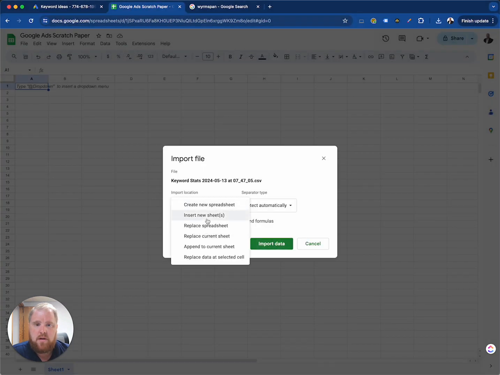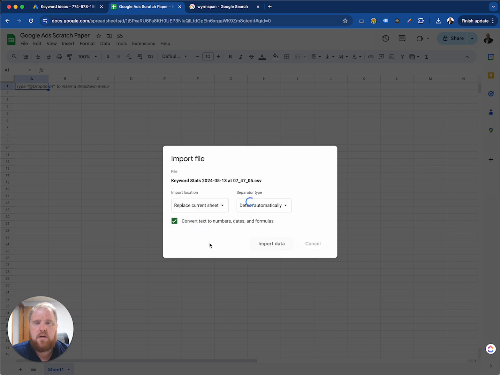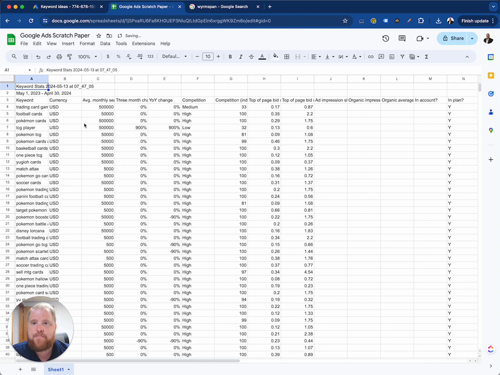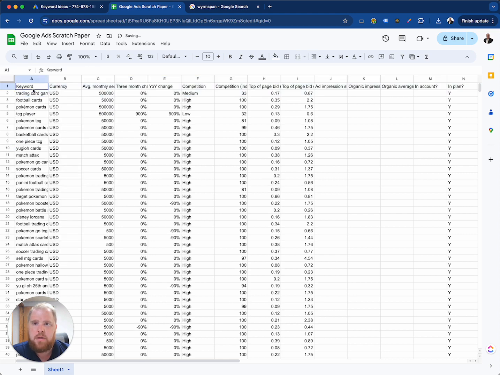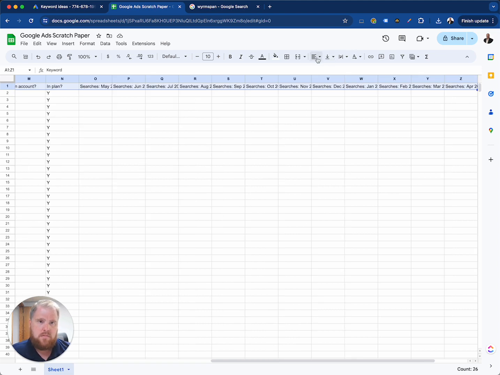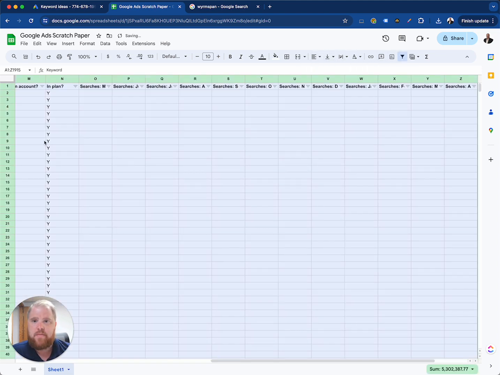So I'm going to replace current sheet, import data. All right, so now we've got our keyword data here. Select the top 2 rows, and then let's create a filter here. All right.